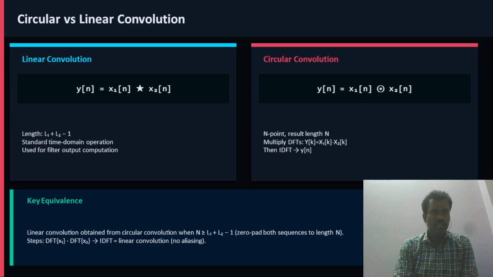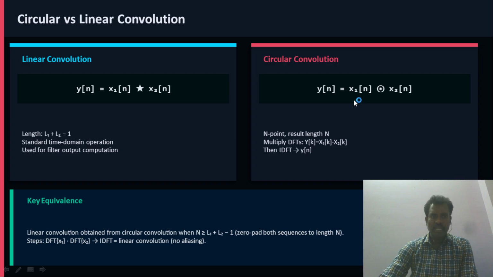Next, circular versus linear convolution. In circular convolution, both the signals must be periodic, and also the length of both signals must be the same. That means both the signals must have the same period. The length of x1 of n must be equal to that of x2 of n. If the lengths are not equal, then we add additional zeros to the sequence which has less length.